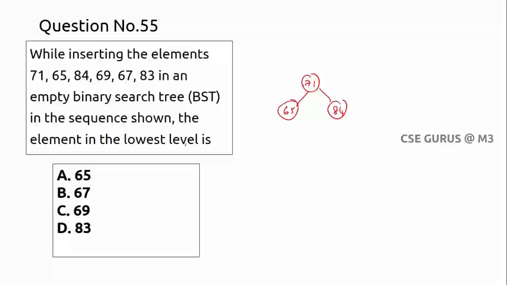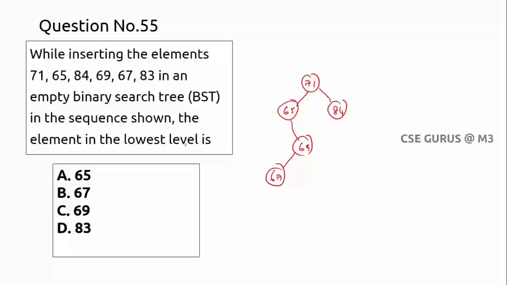Immediately you insert 69, which is less than 71. Come here, it is not empty. Again check this one: 69 is greater than 65, go to the right. Now 67 is less than 71, go to the left. It is greater than 65, go to the right. And 67 is less than 69, so go to the left.